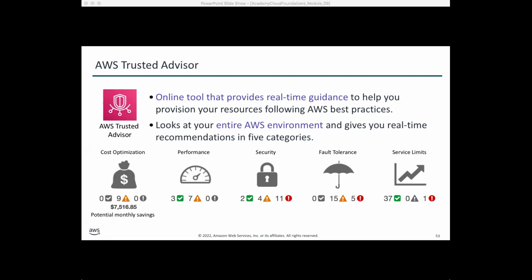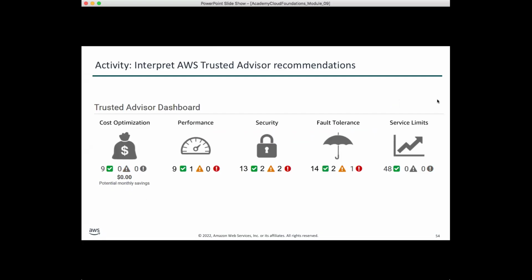You can see green means it's okay, everything is okay, but you may have some recommendations, right? The triangle shape with an exclamation mark means some alerts. Red with an exclamation mark means something is wrong and we need to fix it, right? So within cost optimization, performance, security, fault tolerance, and service limits, right?